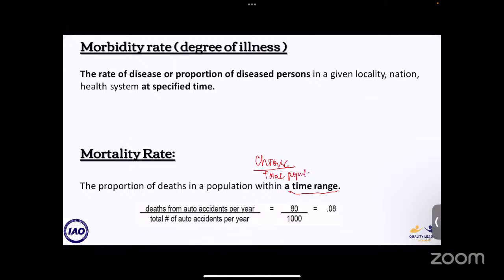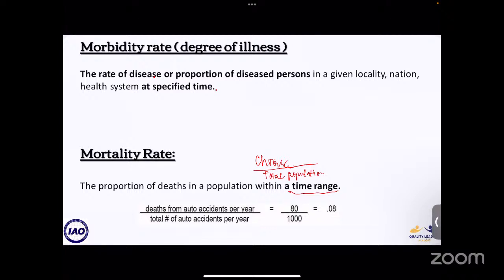Okay, so specify the time period. So that is how you do the mortality rate. What about the morbidity? This measures the rate of disease or proportion of diseased persons in a given locality, nation, or health system at a specified time.